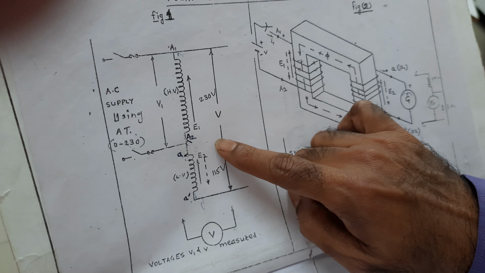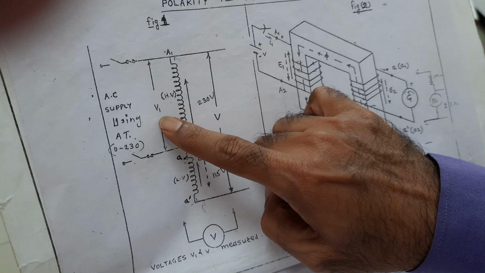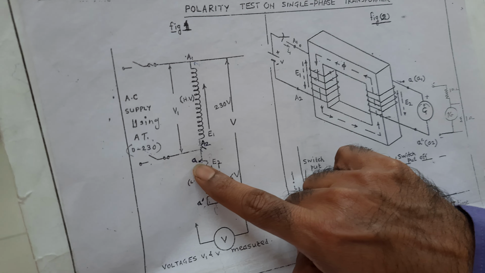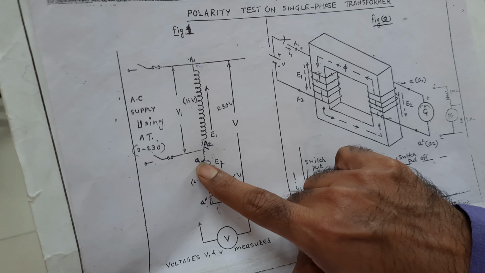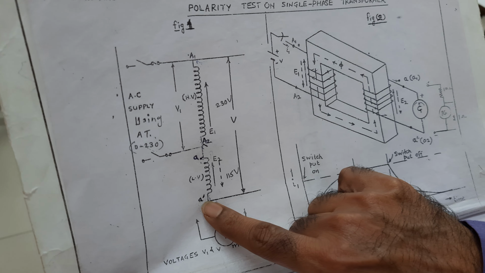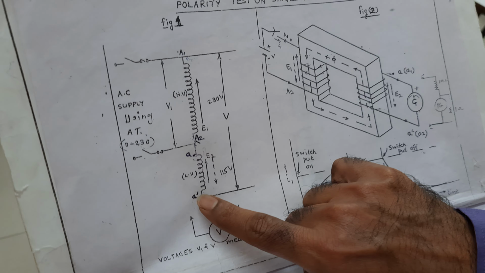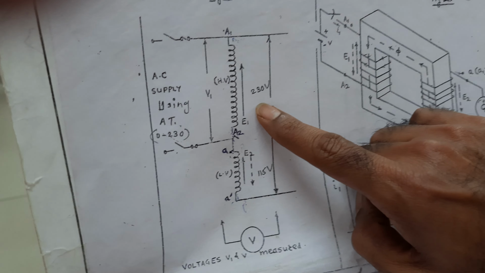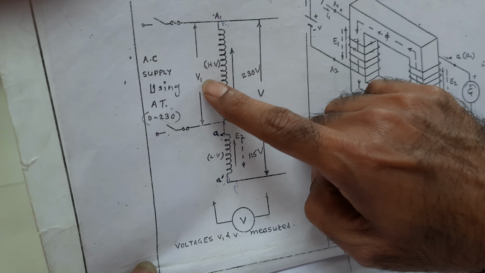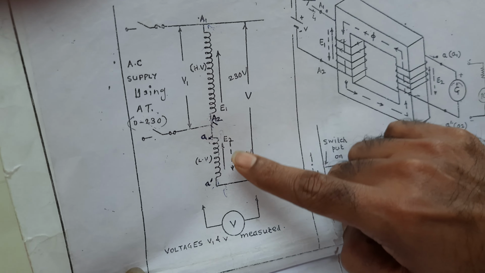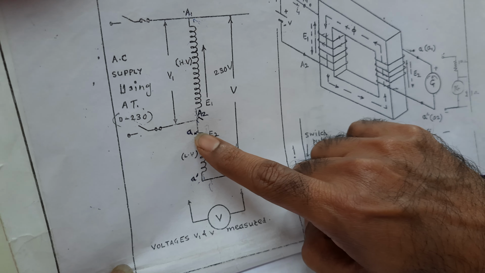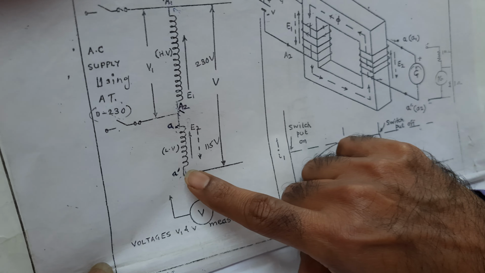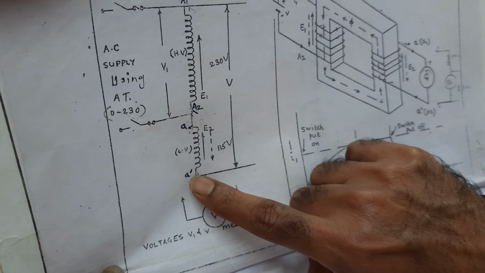Okay, now if E1 plus E2 is greater than V1, then that is additive polarity, and in that case this terminal A will act as A1 and this terminal A dash will act as A2. Whereas in subtractive polarity, the reverse will happen, that is E1 minus E2 will be less than V1, and in that case this terminal A will act as A2 and this terminal A dash will act as A1.